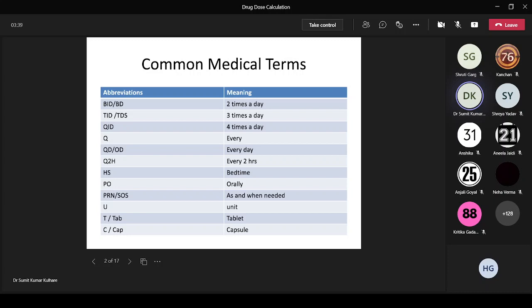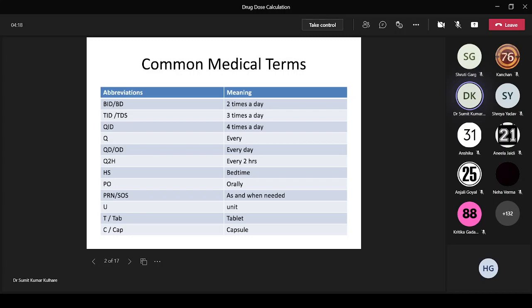Then Q stands for every. So if it is QD, that means every day. Sometimes OD is also used. It's a misnomer. OD stands for left eye instillation, but OD is commonly considered as once daily. The ideal abbreviation is QD. Similarly, if you want to give the drug every 2 hours, then you have to write Q2H. Q stands for every, and HS stands for hora somni, that means to be taken at bedtime or sleep time.